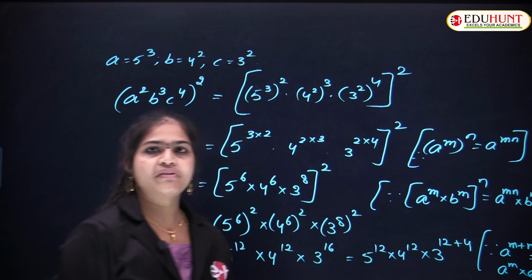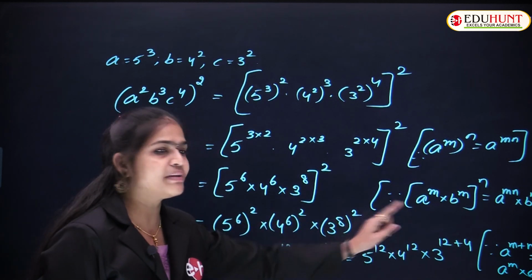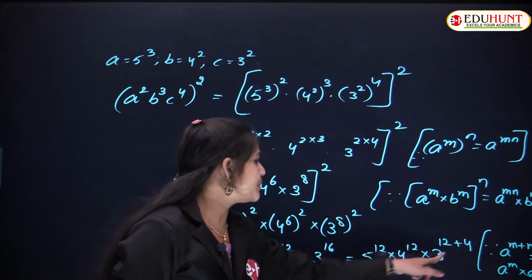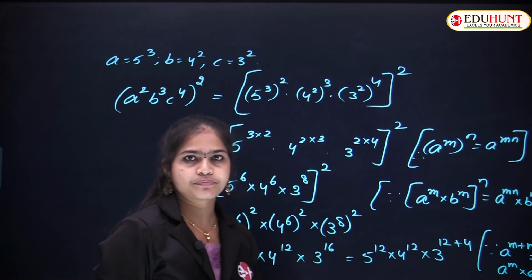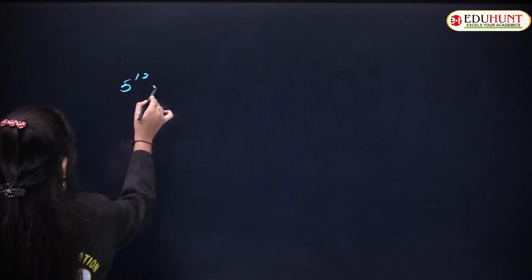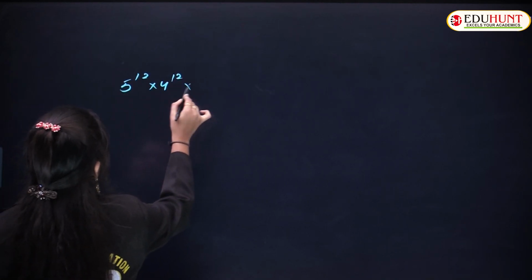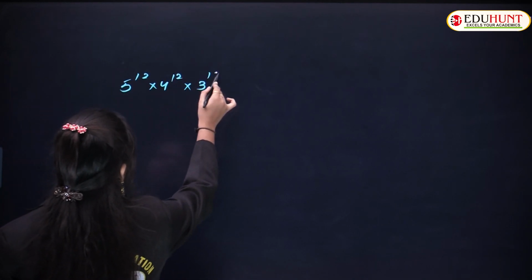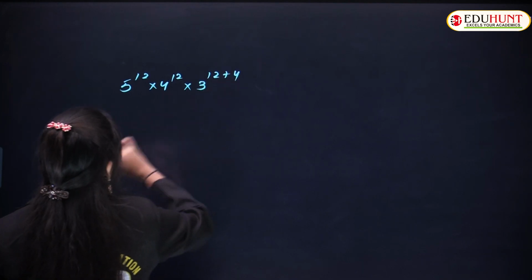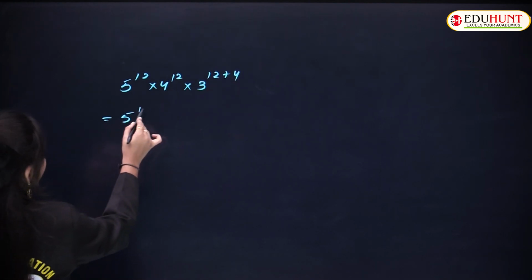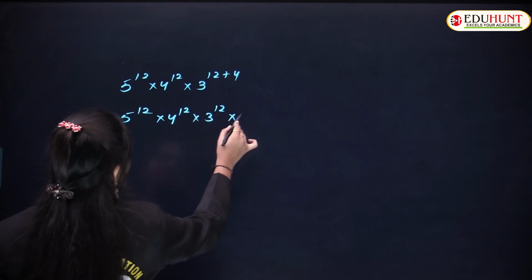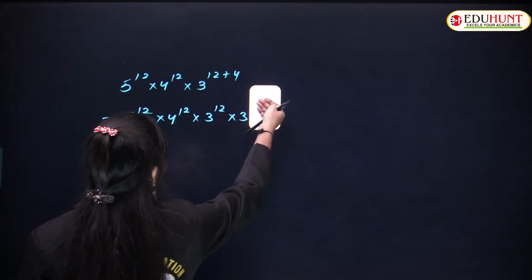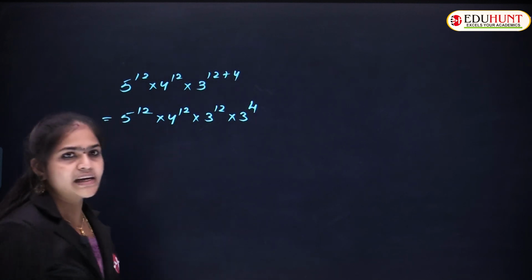This is the formula a power m into a power n is equal to a power m plus n, no? As per that formula, here we separate that 16 as 12 plus 4. Now see here, 5 power 12 into 4 power 12 into 3 power, here we have 12 plus 4, that is 16, which is equal to 5 power 12 into 4 power 12 into 3 power 12 into 3 power 4. Shall we write like this, ma?